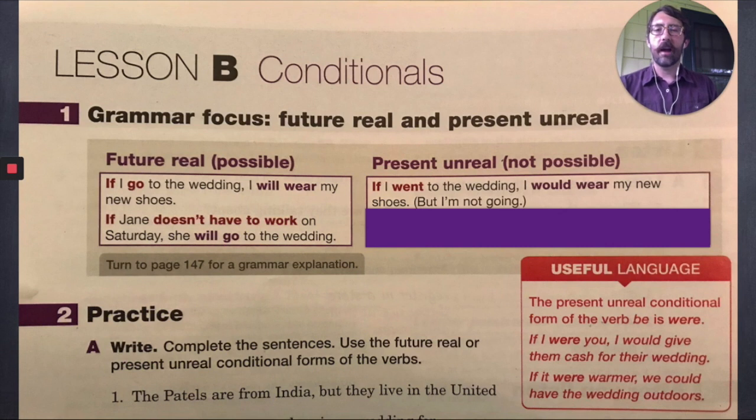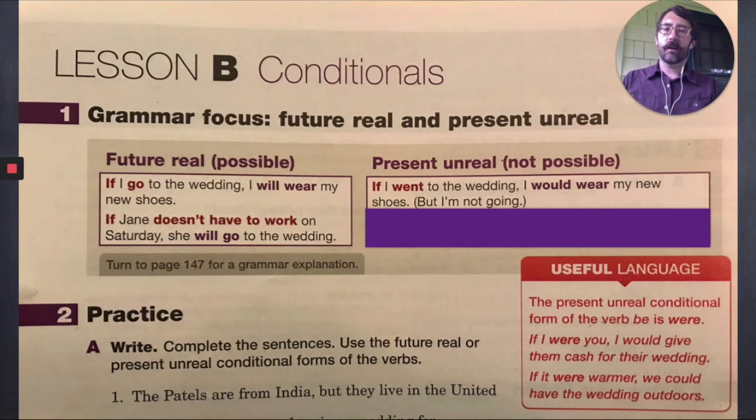If Jane doesn't have to work on Saturday, she will go to the wedding. Here it gets a little more confusing because it has a not, and if we add a not, we add a does, and it keeps the have the same. If Jane doesn't have to work on Saturday, she will go to the wedding, right? She may have to work, she may not have to work. It's possible. We don't know yet. And that's why we're using the future real. And it's kind of like forming a question here when we use the doesn't, like does have.